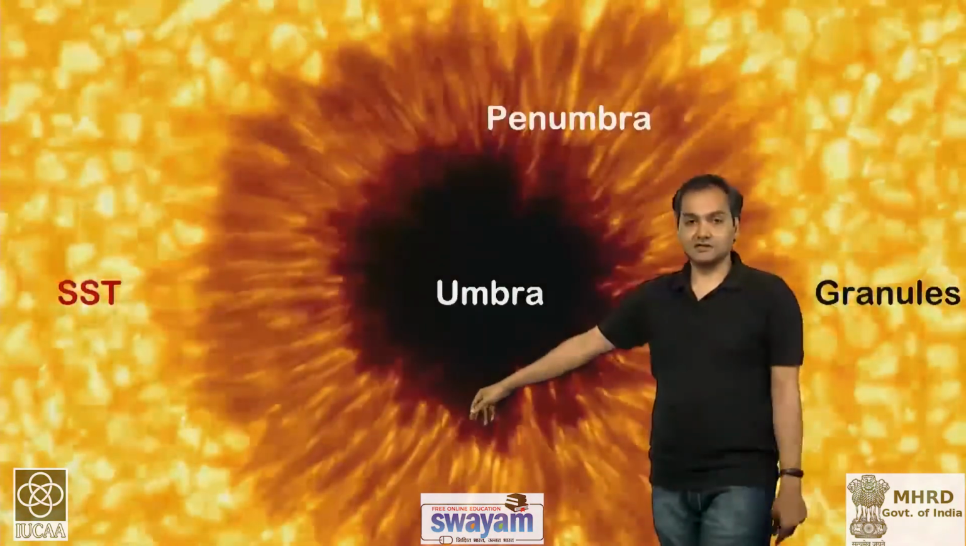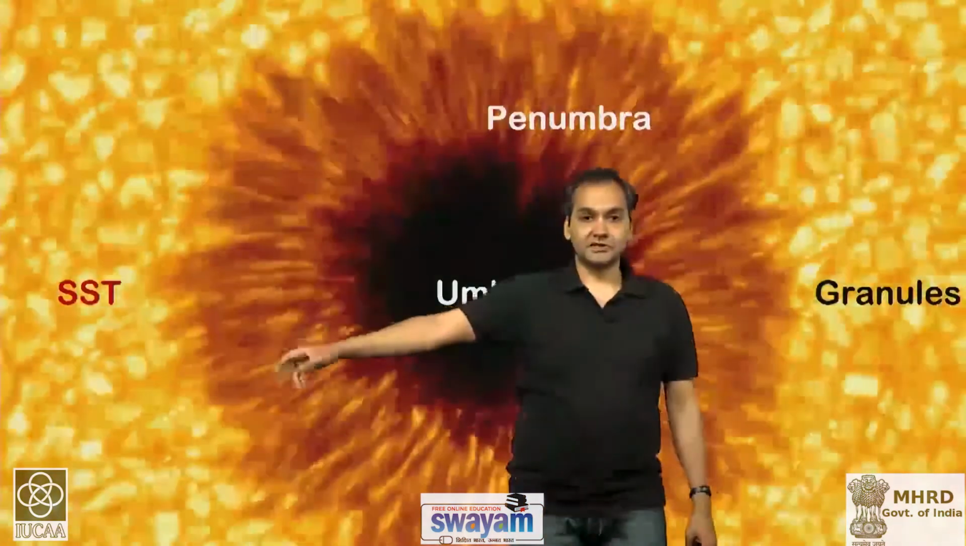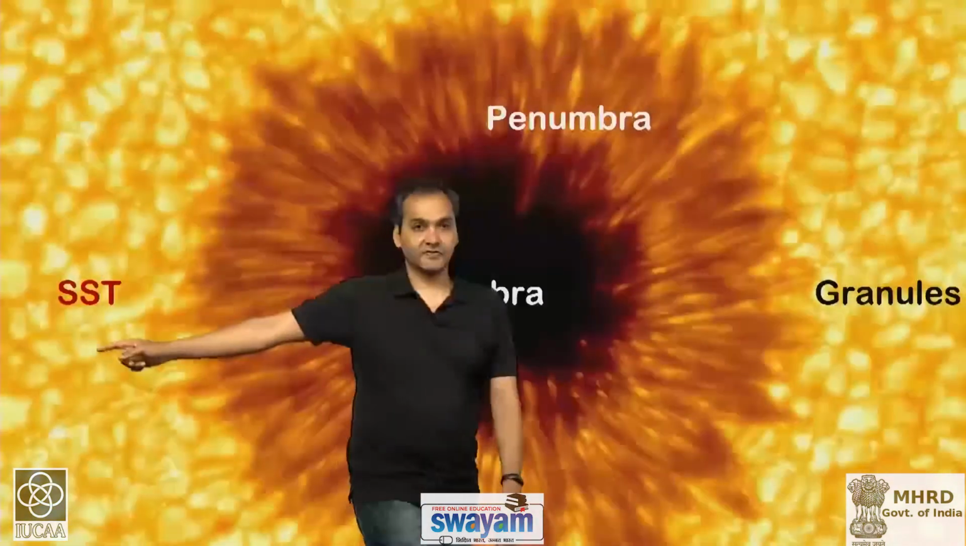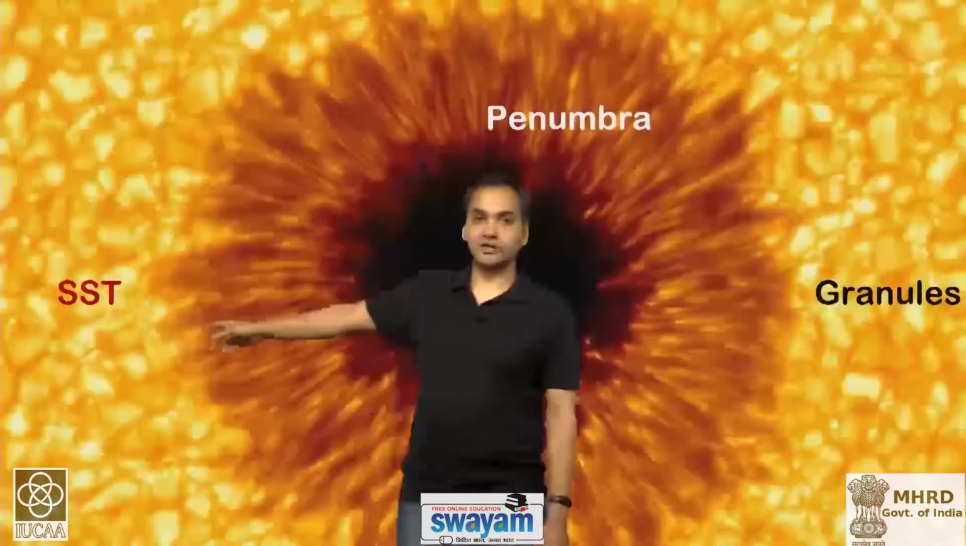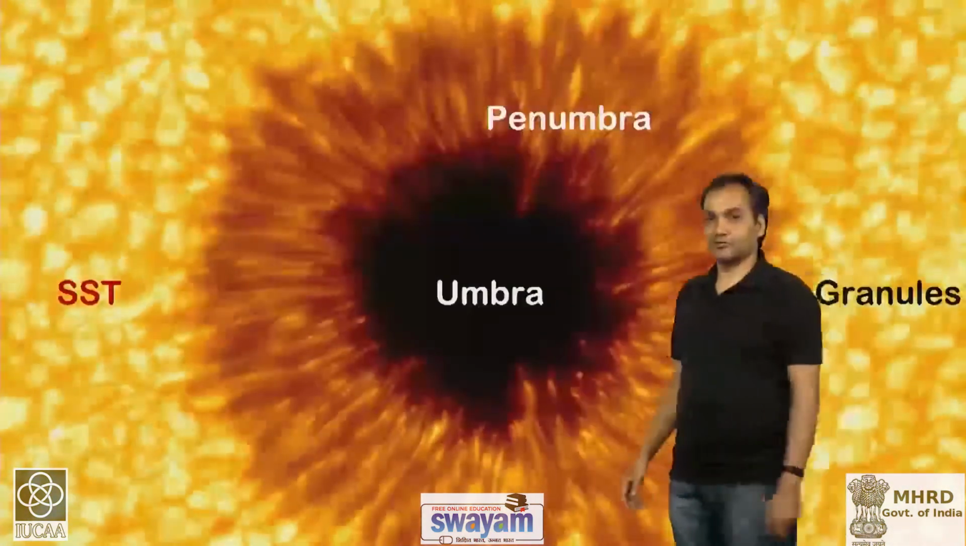This is a sequence of images taken by the Swedish Solar Telescope, which show the granules over here, but at the same time you also observe the umbra and penumbra of the sunspot.